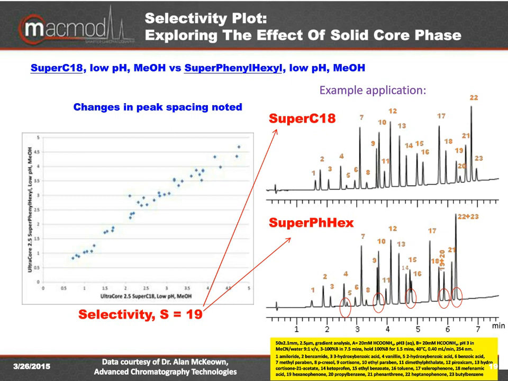Here's an example of a separation carried out at low pH with methanol in both cases for the super C18 and the superphenyl hexyl. And here you have an S value of 19 for a fairly large set of analytes, up to about 23 components. And highlighted by the circles are some of the differences in the separation between the top and the bottom.